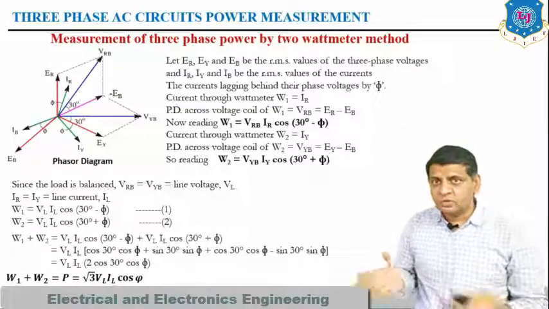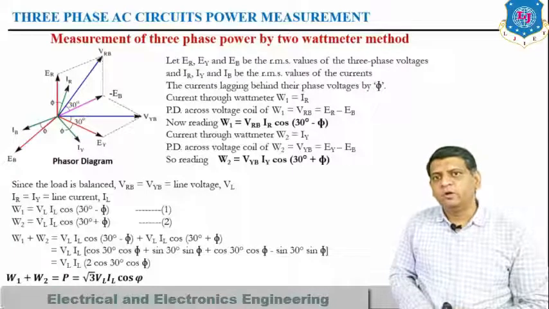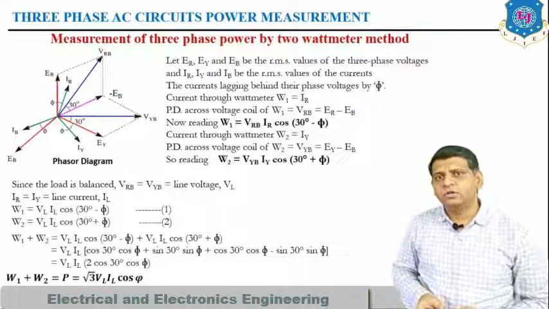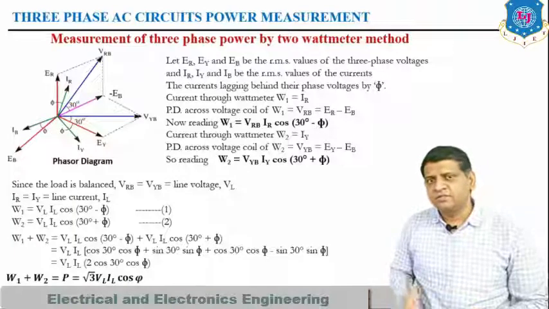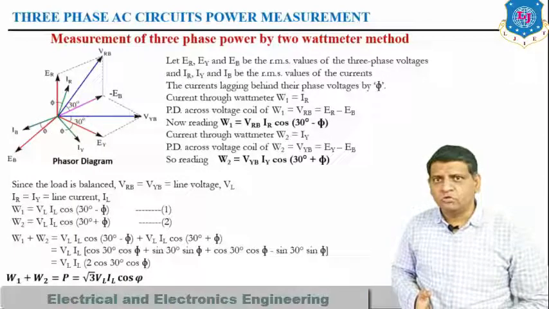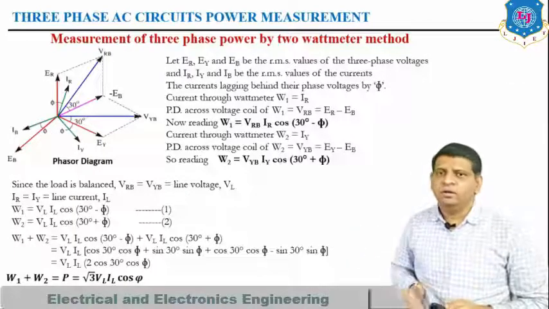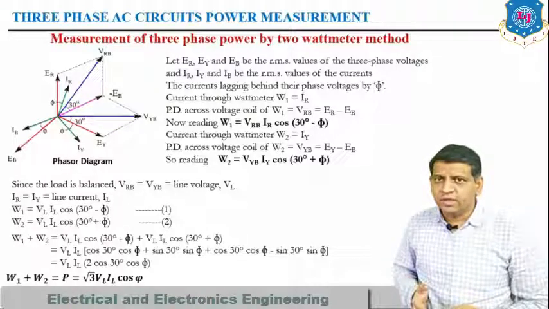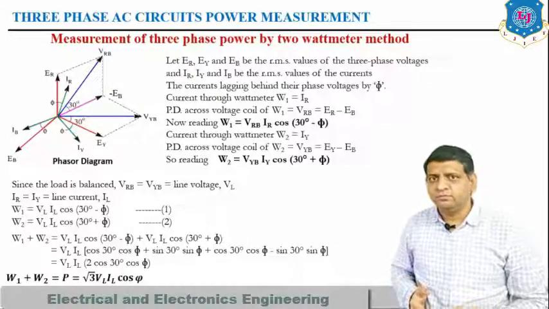Now, this is the same equation that we already found during the power calculation of 3 phase star and 3 phase delta, which is root 3 VLIL cos phi. In that way you can also find total power, which is again the 2 wattmeter method.